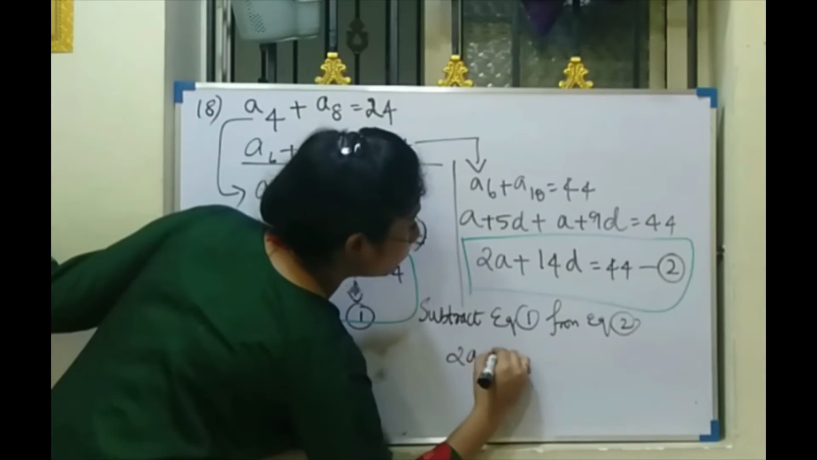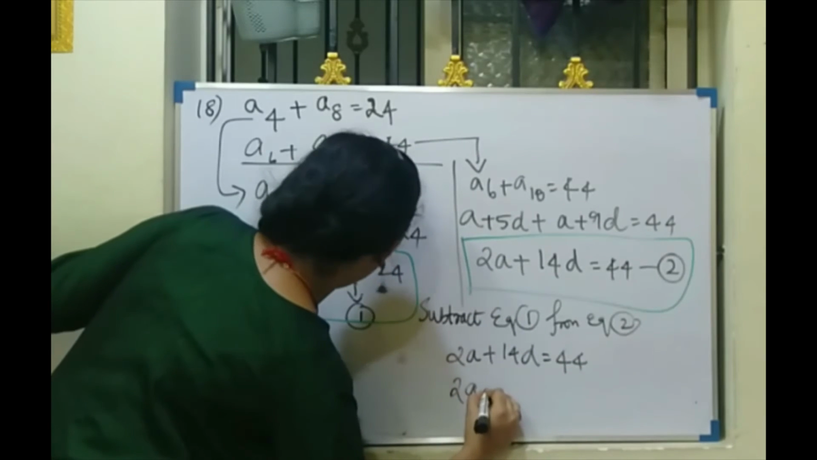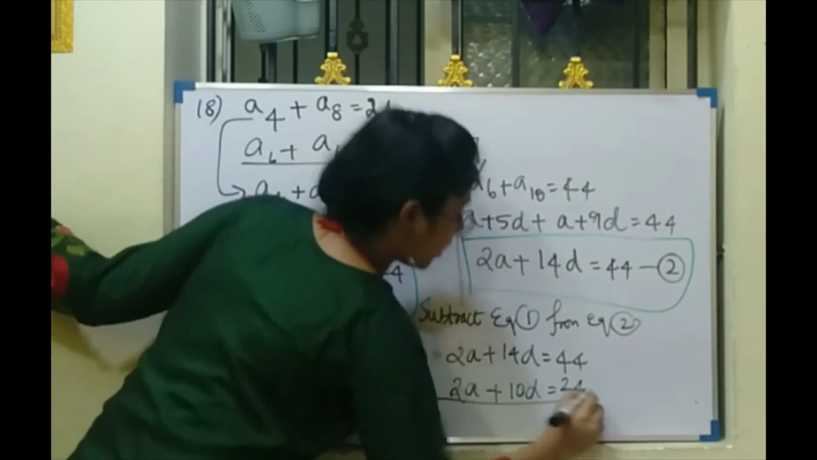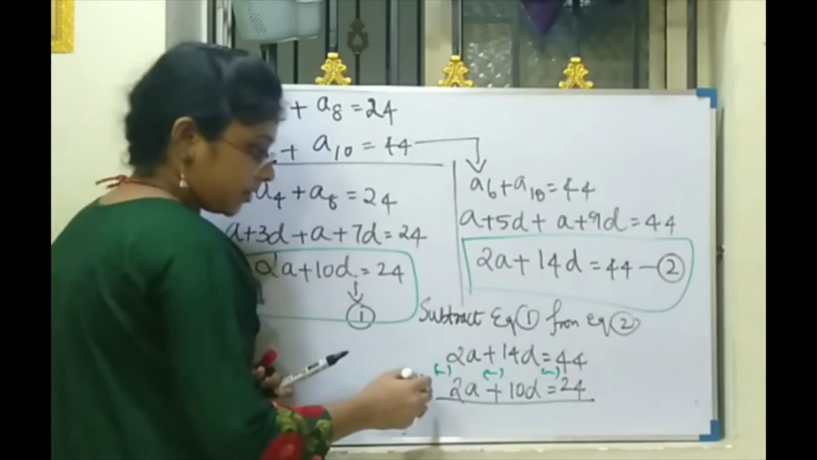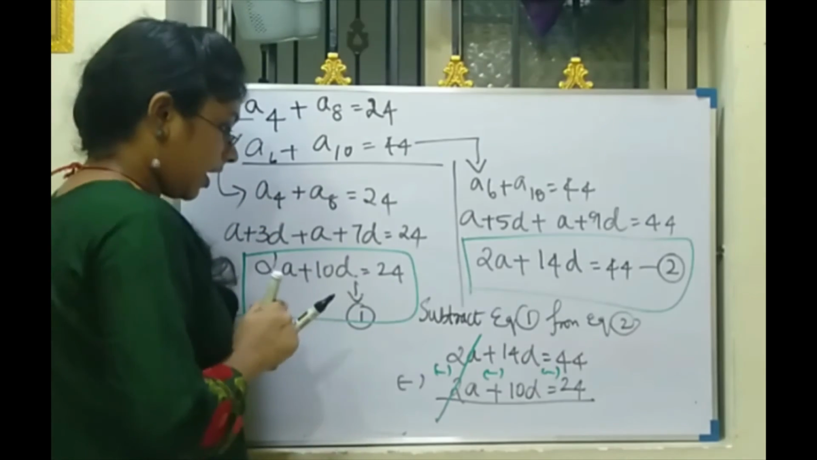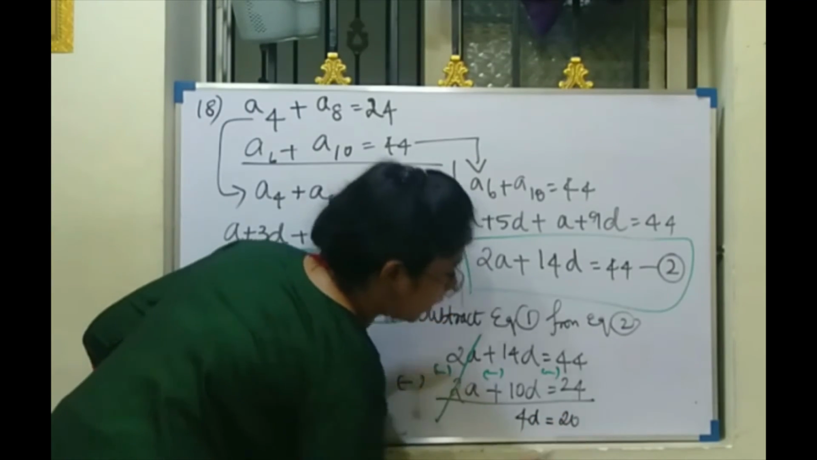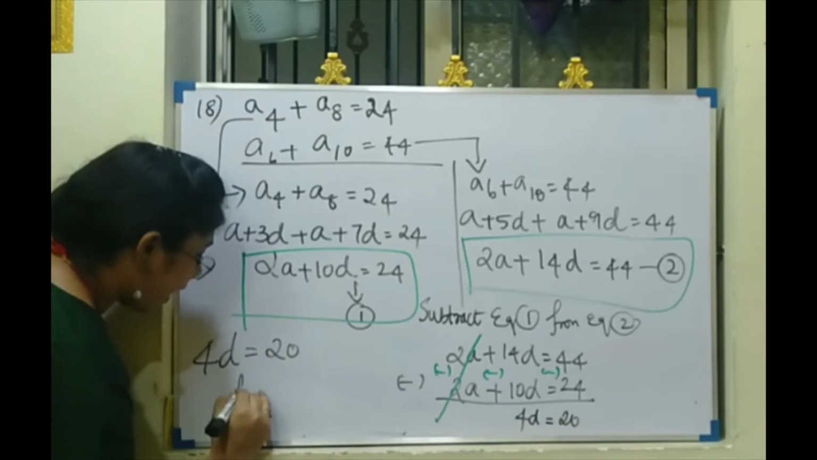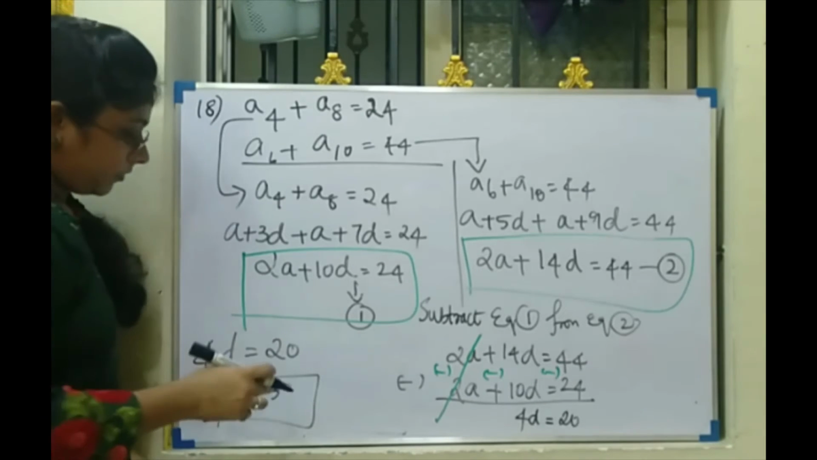So my equation 2 will be 2A plus 14D, which is equal to 44, and equation 1 is 2A plus 10D equal to 24. If I have to subtract, first I have to change my symbol. After changing symbol, I get to eliminate the A term. After subtracting this, 4D is equal to 20. Now 4D is equal to 20 means the value of D is 5. So we know the value of D.